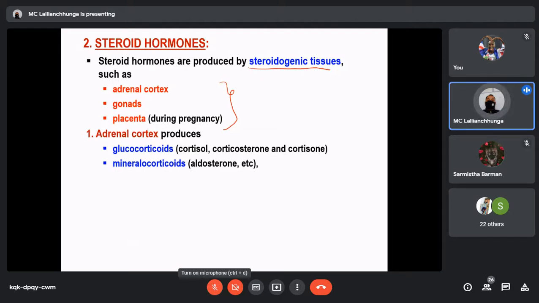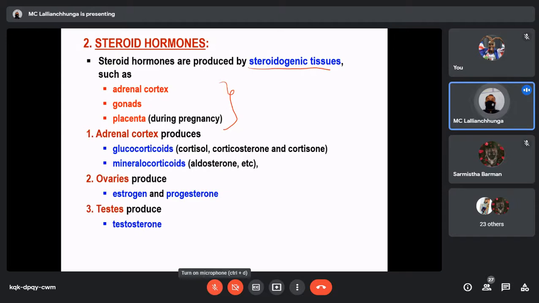Not peptide hormones. What about the gonads? Gonads include testes and ovary. Ovaries produce estrogen and progesterone. Testes produce testosterone. And what about the placenta? Placenta is also producing estrogen and progesterone. So these are all the steroid hormones produced by steroidogenic tissues, and the endocrine glands involved are the adrenal cortex, ovaries, testes, and placenta.